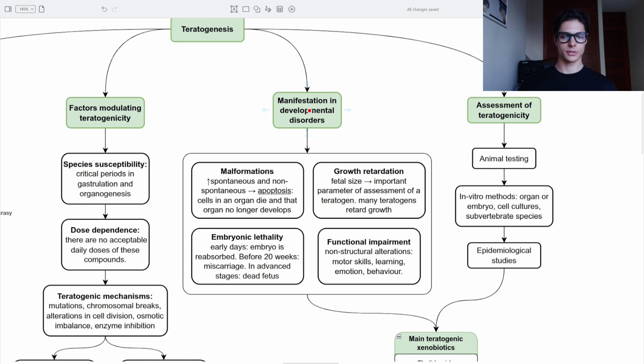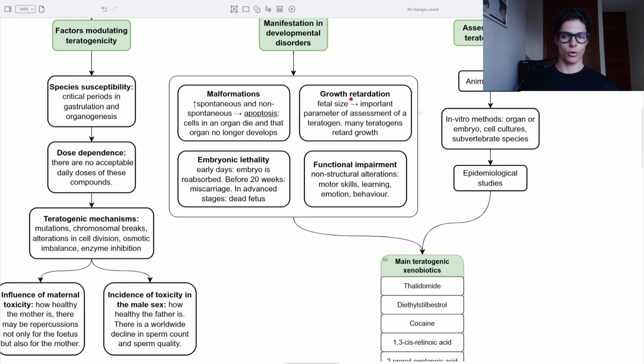Manifestations in developmental disorders: we have malformations, growth retardation, embryonic lethality, and functional impairment. The malformations can be mostly spontaneous, but also non-spontaneous. And these can induce apoptosis, which is the programmed cell death. If a cell in an organ dies, that organ is no longer developed. Growth retardation: the fetal size is a very important parameter for the assessment of a teratogen. Many teratogens retard the growth. So if the fetus is small, probably there is a teratogen acting.